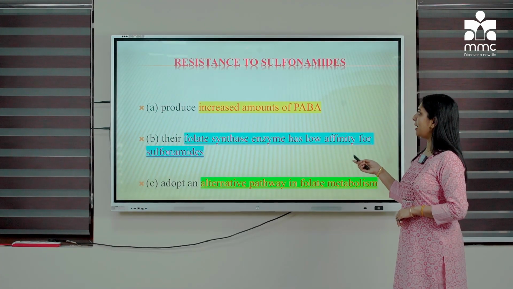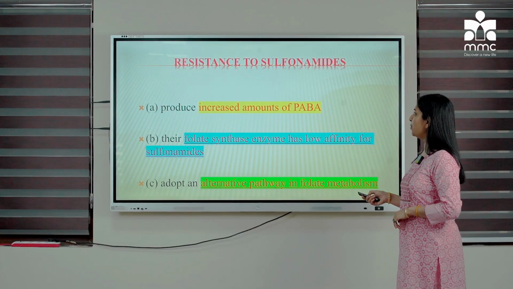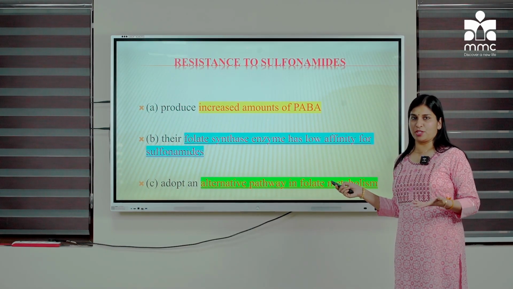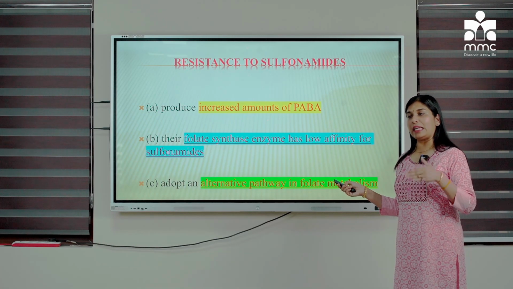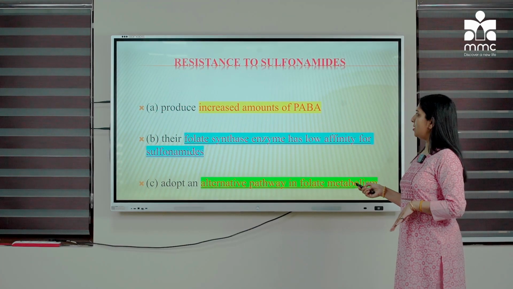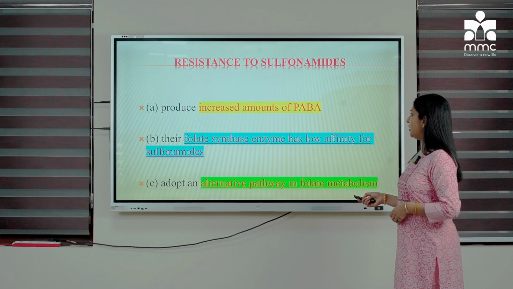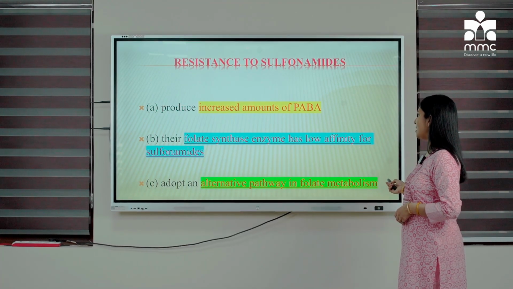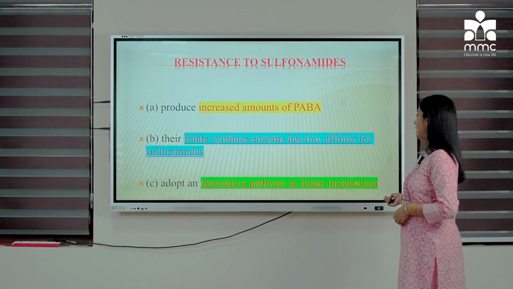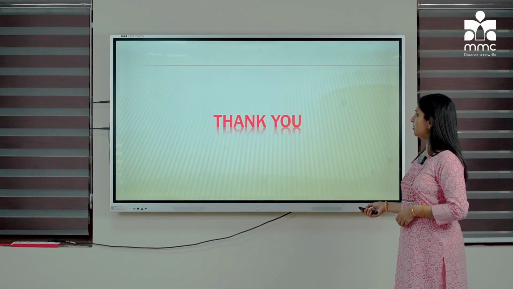The slide regarding resistance to sulfonamides. It is due to production of increased amounts of PABA, as we have discussed before. If there are lots of pustules or pus-containing infections, then it can produce a lot of PABA. So this also can be a reason for the resistance. Then their folate synthase enzyme has low affinity for sulfonamides. Then they adopt an alternative pathway in folate metabolism. So here we are coming to the end of the slide.